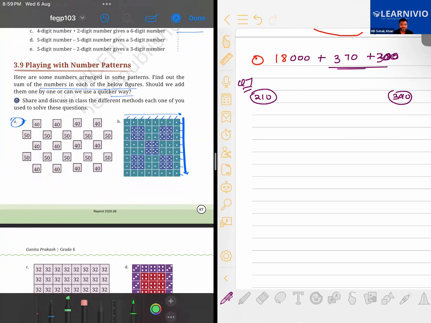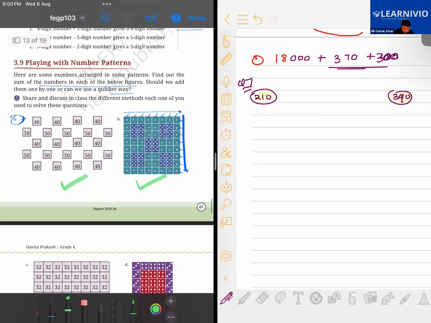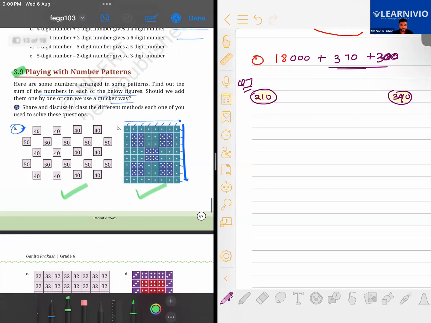So the question was asking us to choose a number between 210 and 390. Then we were required to create a number pattern similar to those shown in section 3.9 over here. Some of the patterns have been shown here. Now these are the different patterns shown in section 3.9, right? Okay, so let's try to do this one.